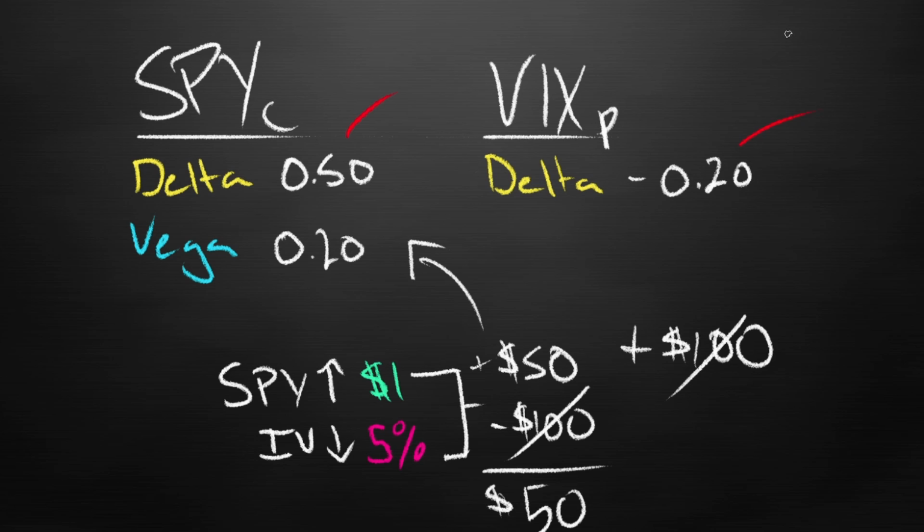So although when you are correct, if the underlying moves upwards, you are roughly Vega neutral. If it goes down, you're doubly exposed to losses.